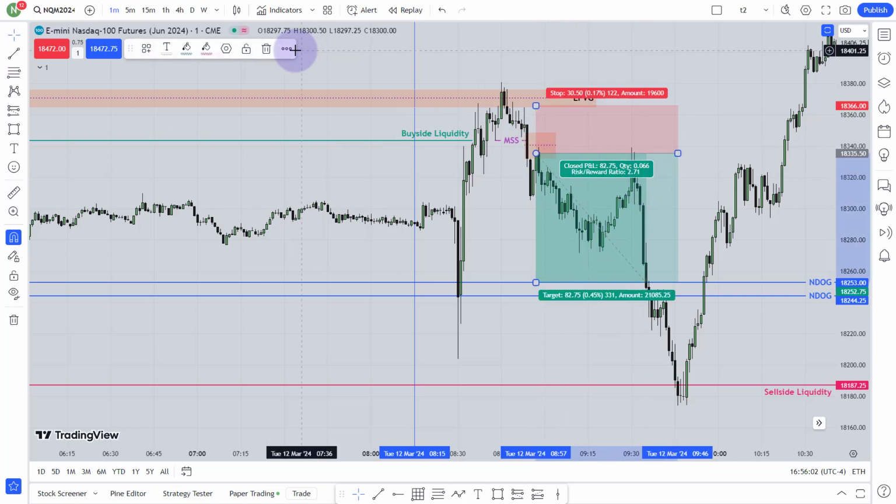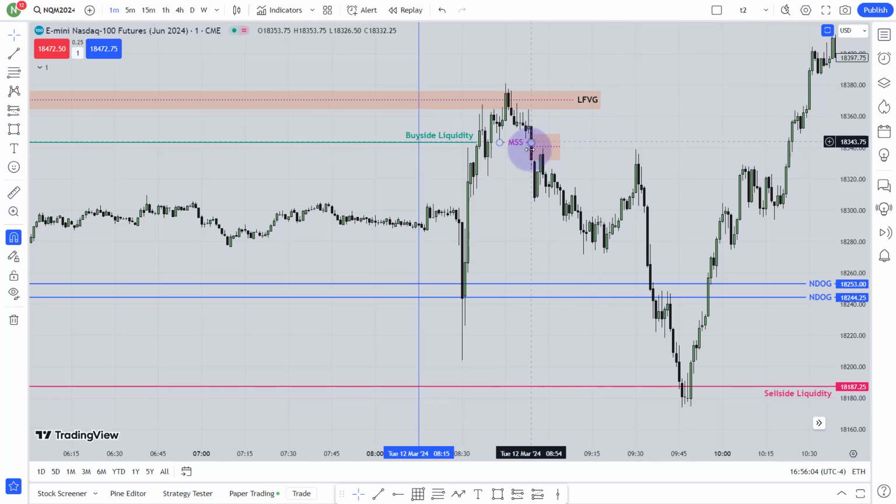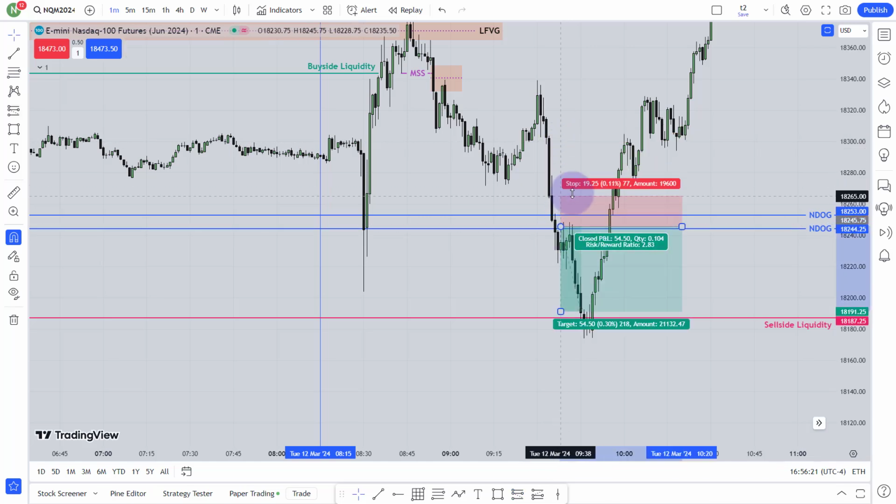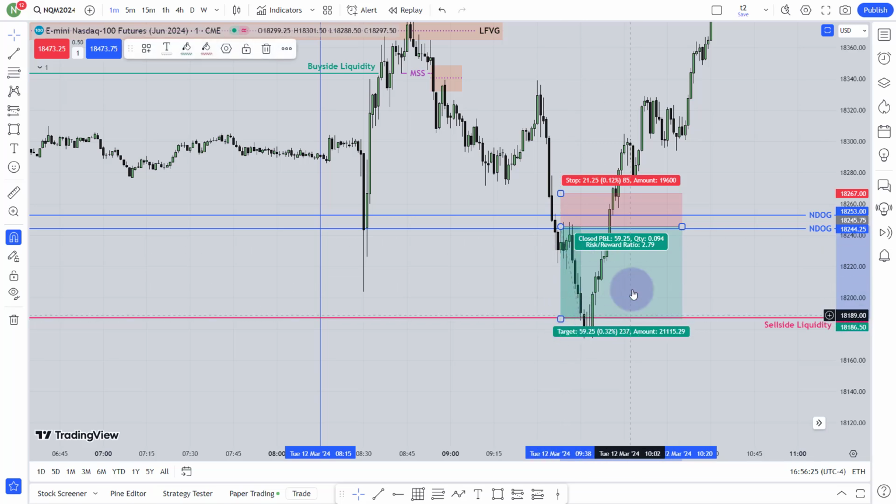Now I took entry over here, not from this setup. Actually, I took entry from there until that fair value gap. Then when price went through the new day opening gap over here, it went through the opening gap, came back again to the new day opening gap. I took my entry over there. So that was my another entry. I covered that fair value gap, and this sell side liquidity was my target.